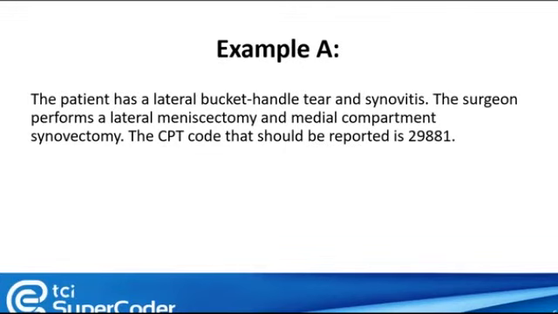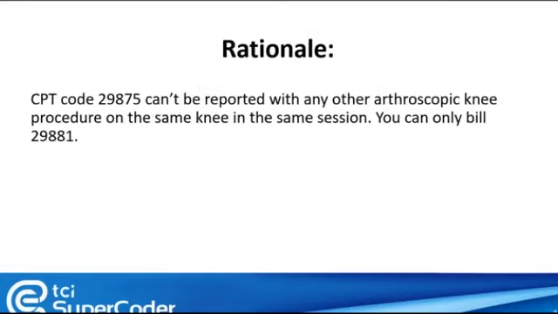Let's look at an example. The patient has a lateral bucket handle tear and synovitis. The surgeon performs a lateral meniscectomy and a medial compartment synovectomy. The CPT code that should be reported is 29881. The rationale is CPT code 29875 can't be reported with any other arthroscopic knee procedure on the same knee in the same session. You can only bill 29881 in this example.